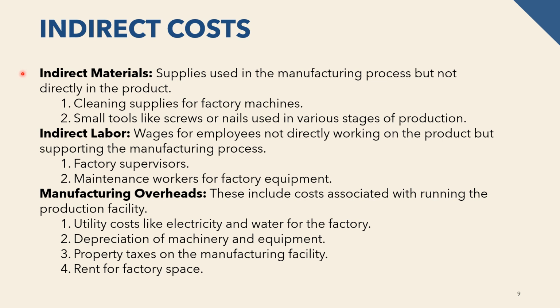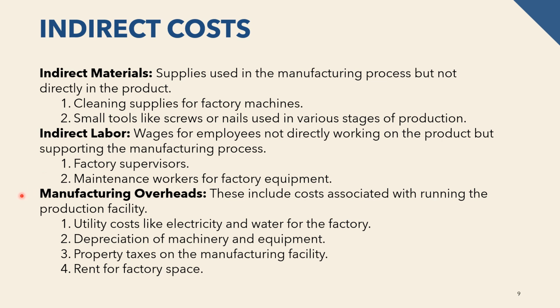Indirect costs include indirect materials, indirect labor, and manufacturing overheads. Indirect materials are supplies used in the manufacturing process but not directly in the product, such as cleaning supplies for factory machines, small tools like screws or nails used in various stages of production. Indirect labor are wages for employees not directly working on the product but supporting the manufacturing process, such as factory supervisors and maintenance workers for factory equipment.